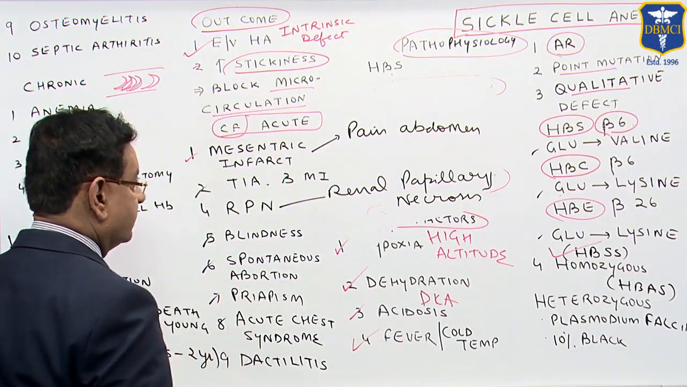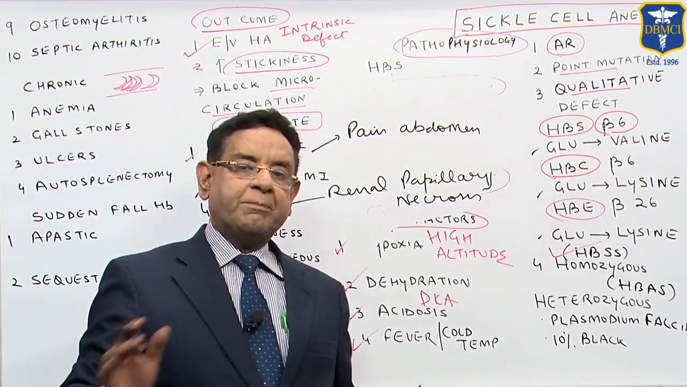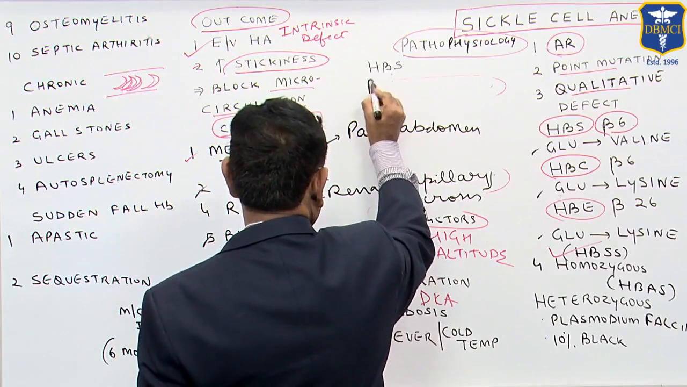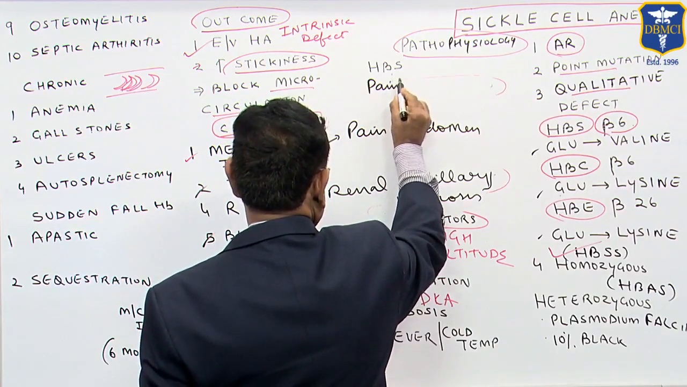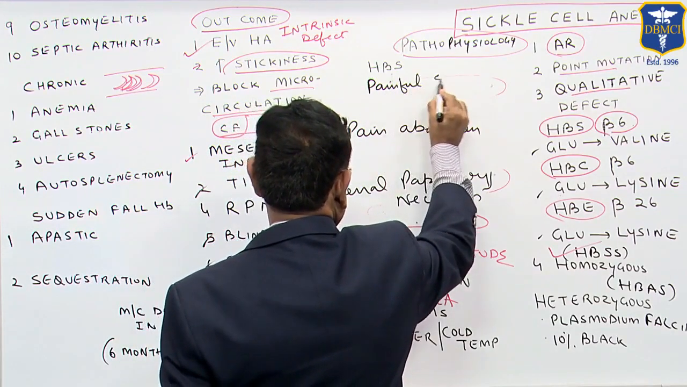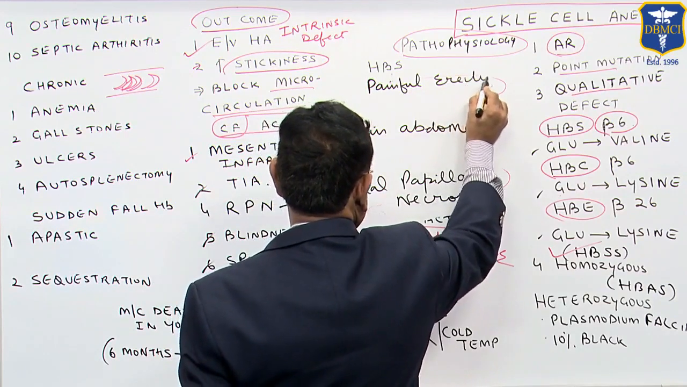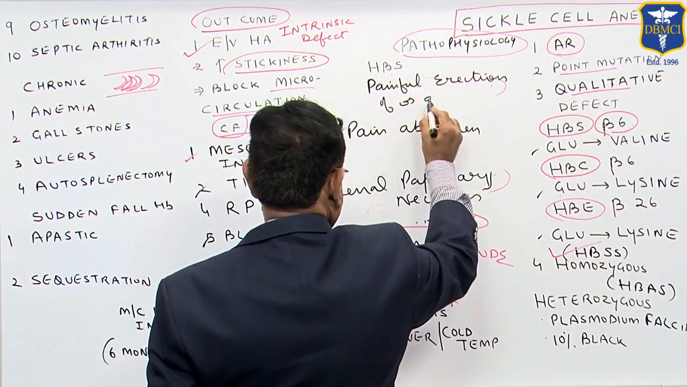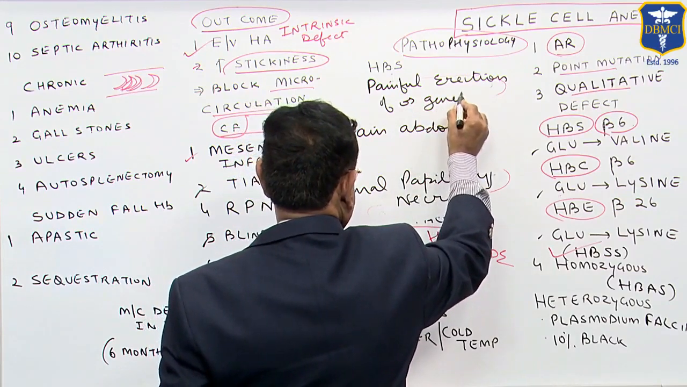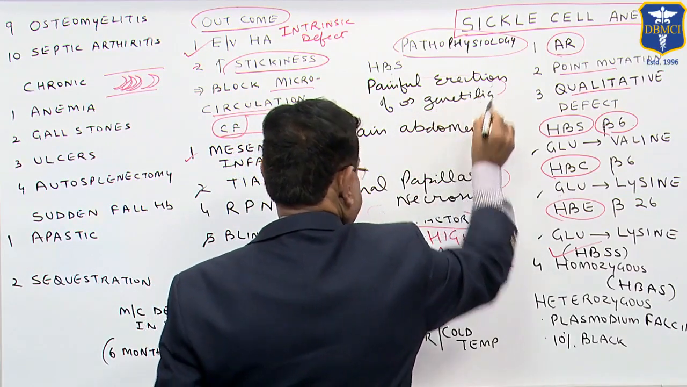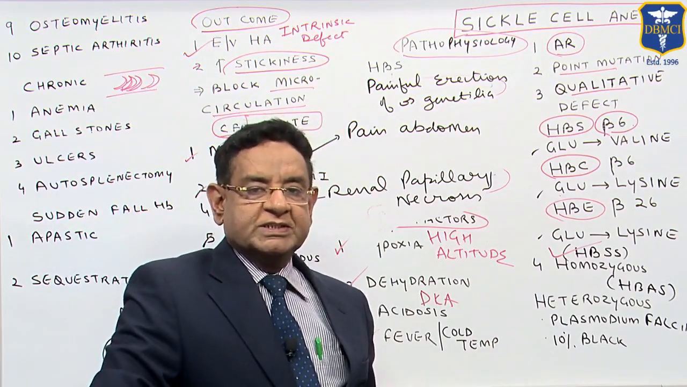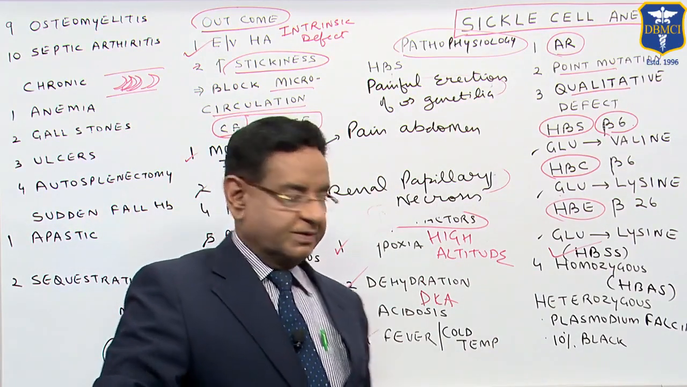Priapism, a painful erection of the male genitalia. This is due to prostatic venous plexus infarction.